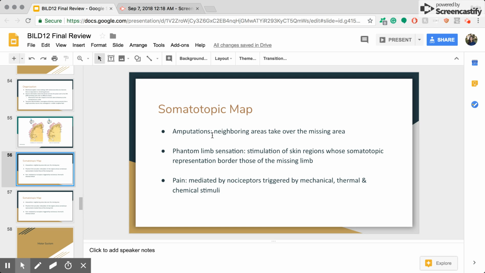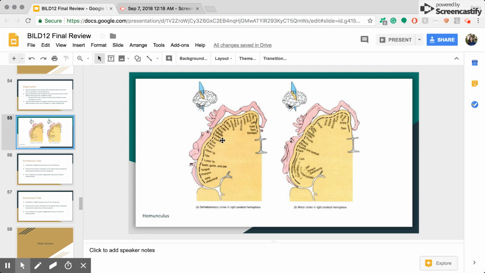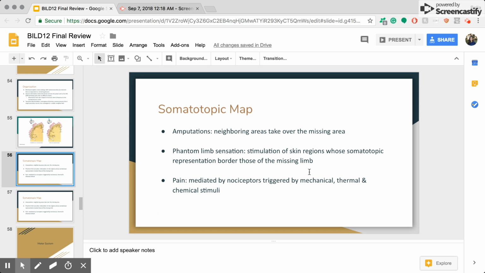And that's what causes the sensation called phantom limb sensation. So you're missing that middle finger, right? But if you touch your ring finger, it's so close and has grown so much into the area of your middle finger that it'll feel like your middle finger is still there, or that you're touching your middle finger despite it not being there. So that's phantom limb.